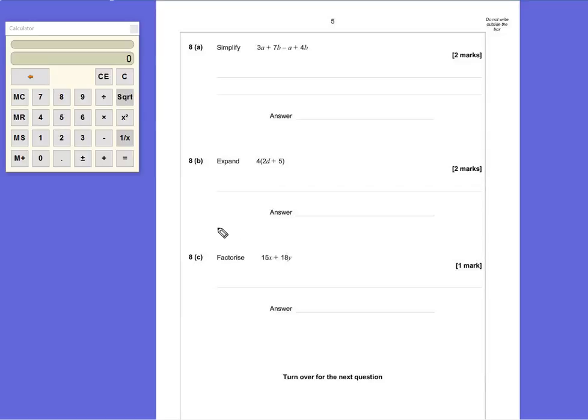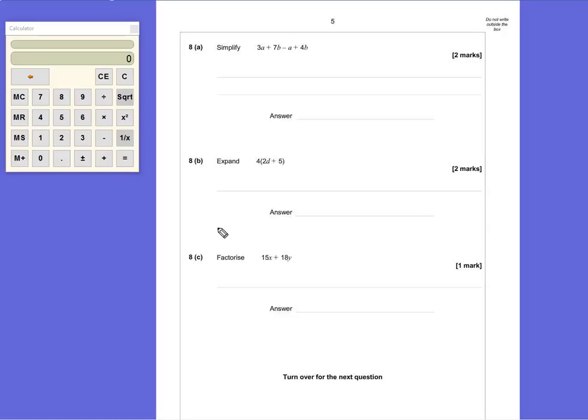Question 8. Simplify 3a, add 7b, subtract a, add 4b. Even on a calculator paper, you are still expected to maintain some knowledge that doesn't require a calculator, and algebra is a great example of this.